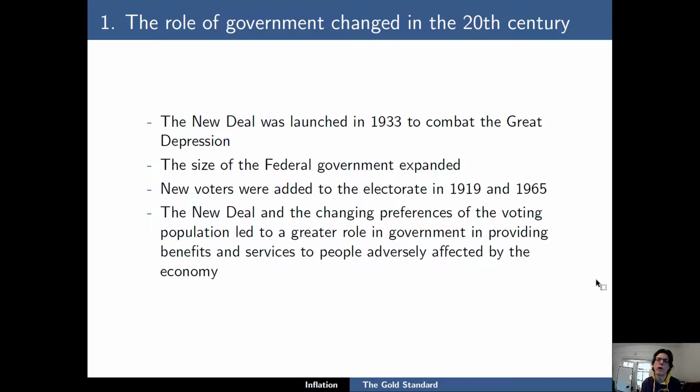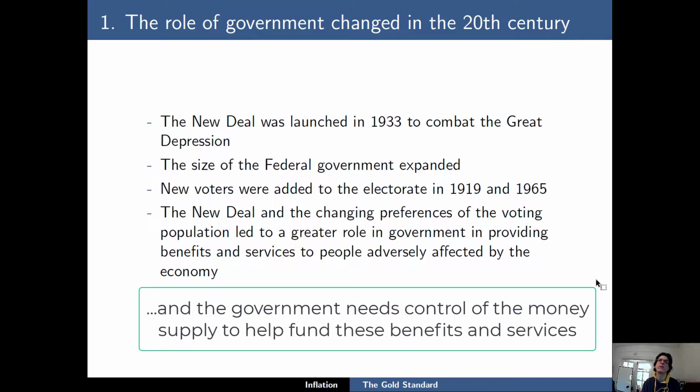In addition, new voters were added to the electorate. In 1919, women were allowed to vote, and in 1965, after the Voting Rights Act, African Americans were finally given the right to vote that they should have been given in the amendments to the Constitution passed after the U.S. Civil War in 1865. But these two things, the changing role of government and the new parts of the electorate, mean that the government nowadays has a much larger role in cushioning the impact of adverse economic circumstances than it used to. We all know the COVID stimulus checks that appeared in mid 2020; this kind of distribution would not have happened prior to 1933. And it's these 20th century changes that make the gold standard not feasible.